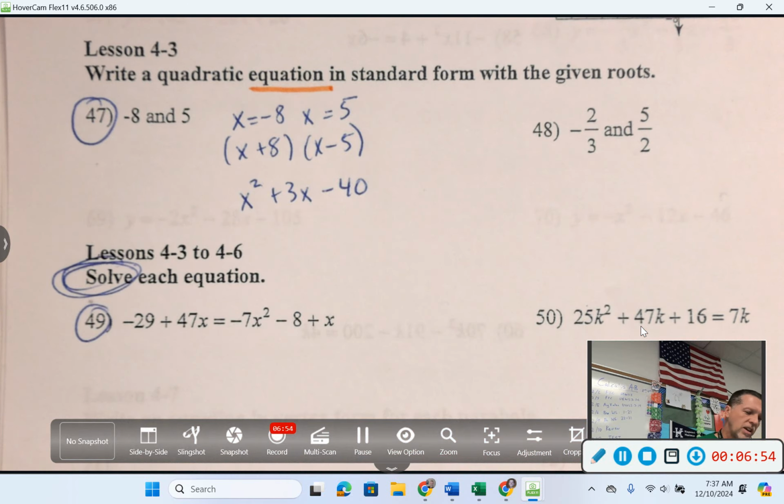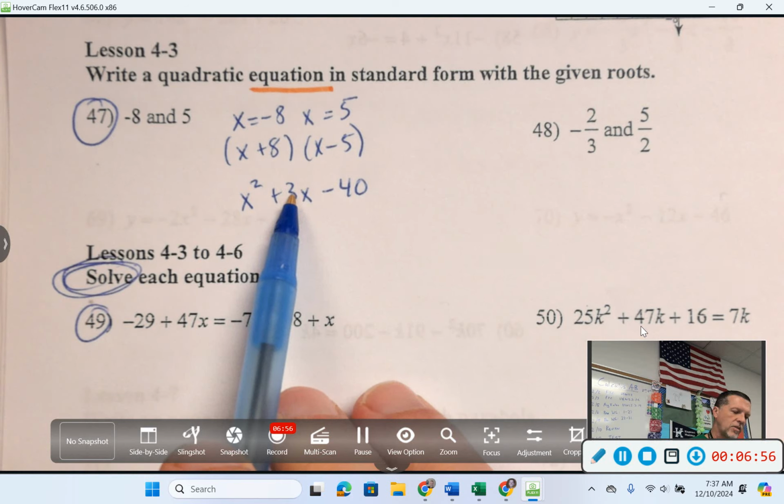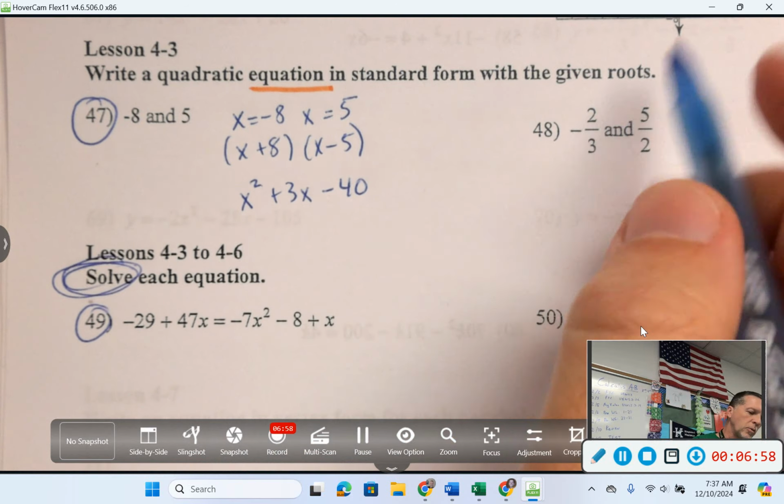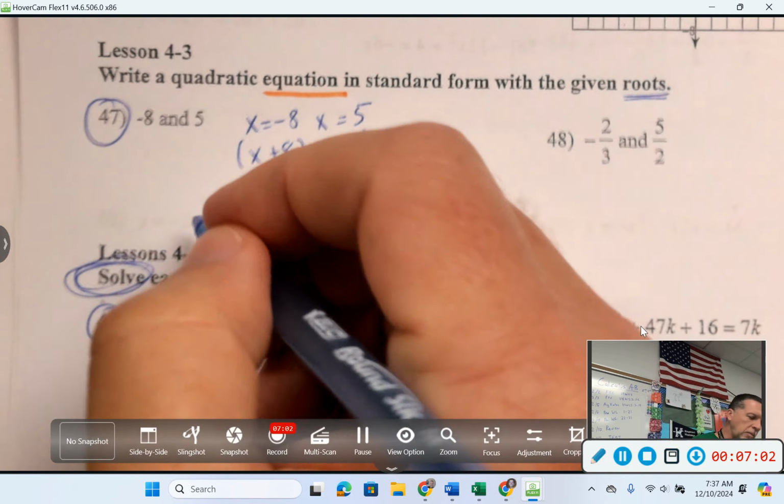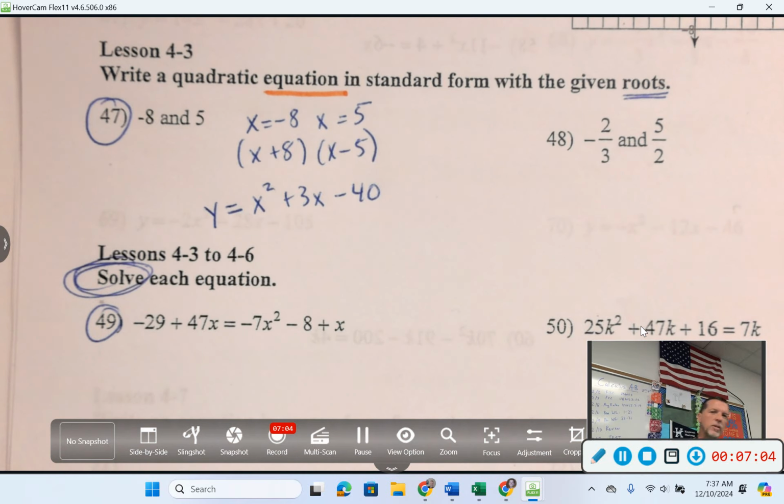Equation in standard form. Okay, that's standard form with the given roots. Because it says roots, I think I'd be okay with y equals or 0 equals. Either one would be an equation that would have those roots. So definitely equals something. Equals y or equals 0.